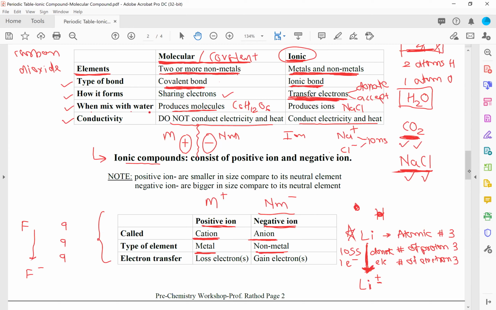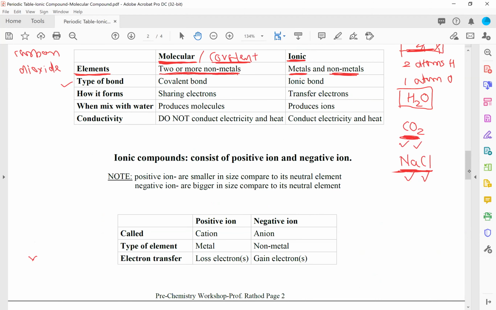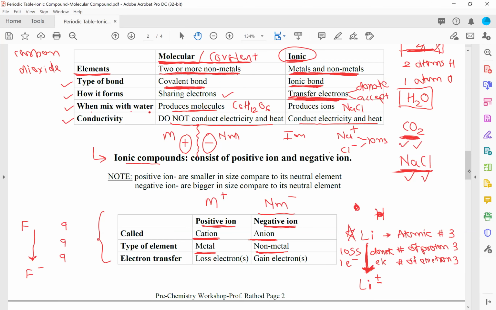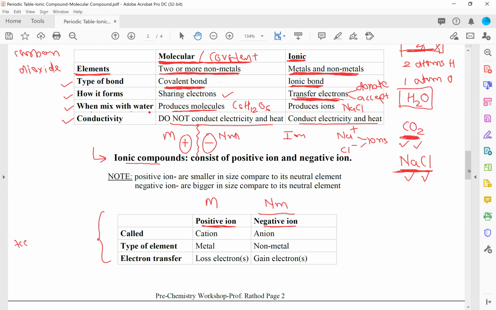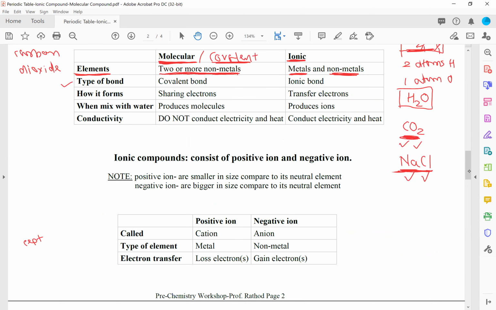For fluorine, if fluorine has 9 protons and 9 electrons, and you want to convert that into F minus, this is easy to understand, I think. How can you convert F into F minus? If it accepts one electron. Gaining of, what happened?